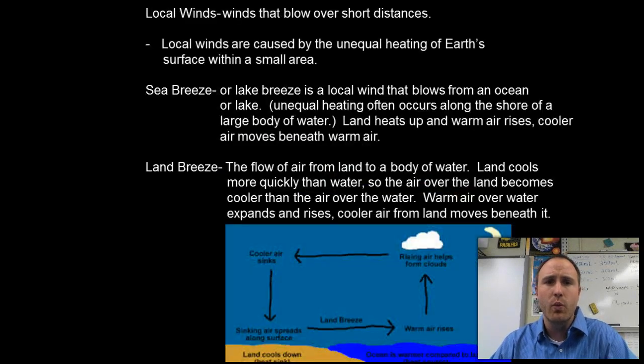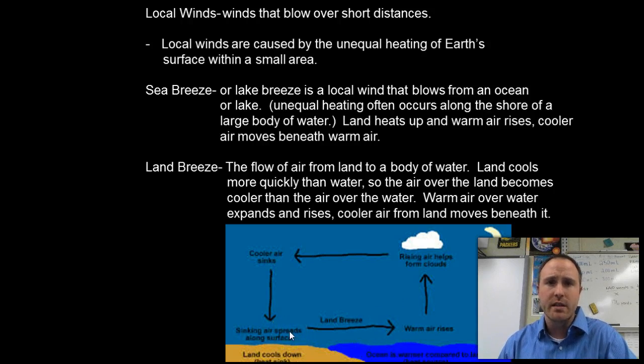Another area of winds are the local winds, and basically these are winds that blow over shorter distances. Local winds are caused by unequal heating of Earth's surface within a small area. Earlier this year we did a lab that had sand and water, and in this case we have land and water. Same idea, we have a solid and we have a liquid.